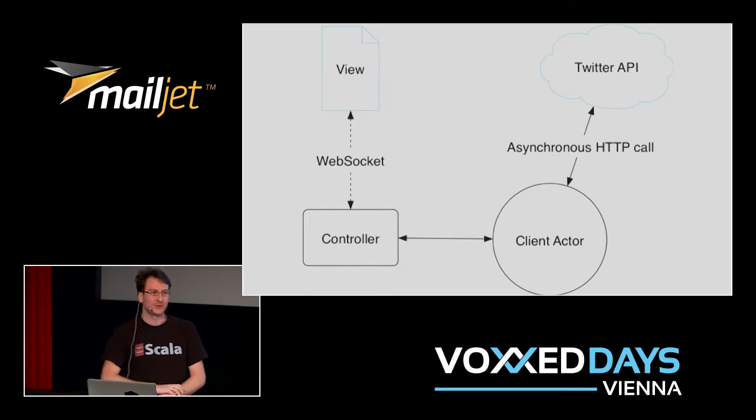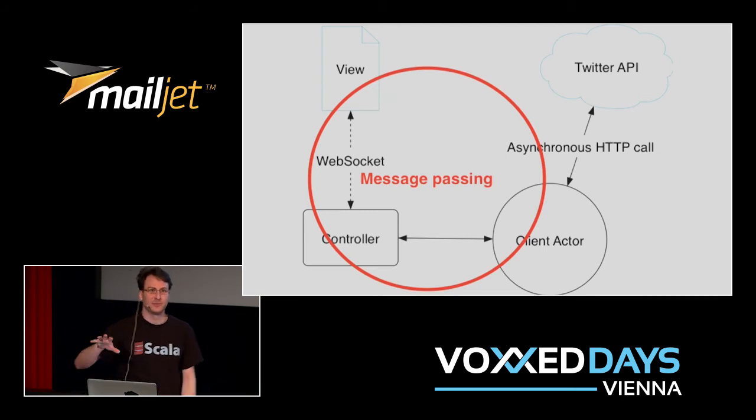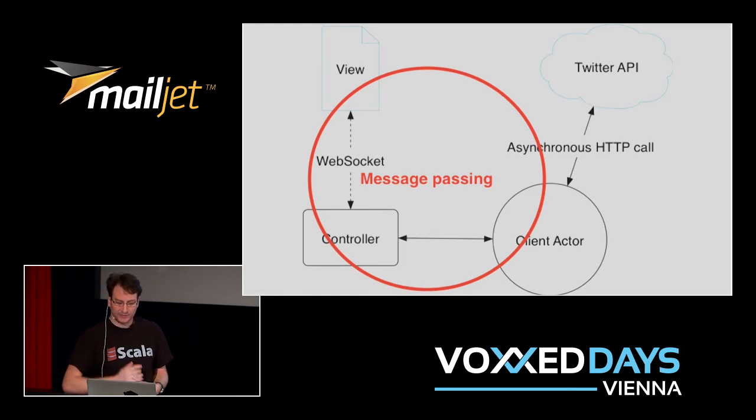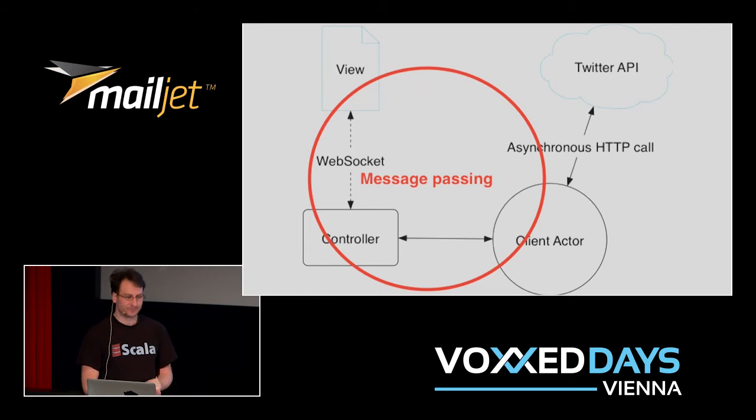Through WebSocket, it talks with the backend. And that's where you have message passing. There is an actor, which I will explain in just a second, that takes care of this communication. And then on the other side, we have the Twitter API, and that does asynchronous HTTP. Our actor talks asynchronously to the Twitter API. It could be any API. It could be a stream rather than a REST call, but this is the example I want to show you.